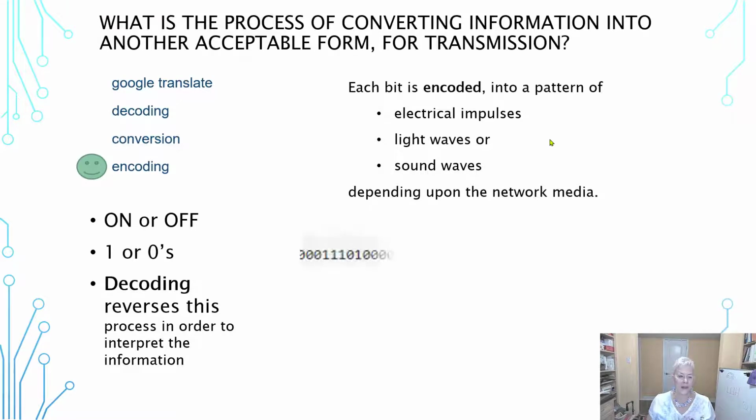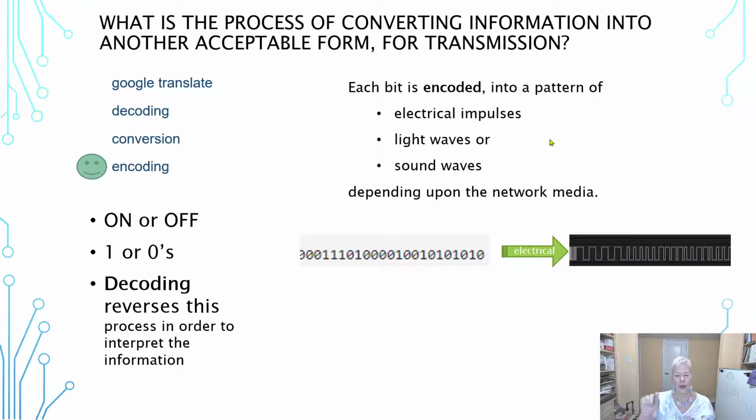On and off, okay? So here's what we start with. We start with the bits, ones and zeros, and that is going to be encoded into electrical impulses, on, off. Or it might be where we have like these three ones together, on, and then an off, and then an on, and then there's four offs.